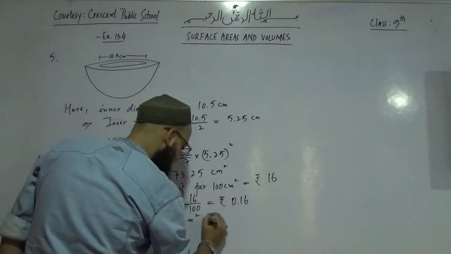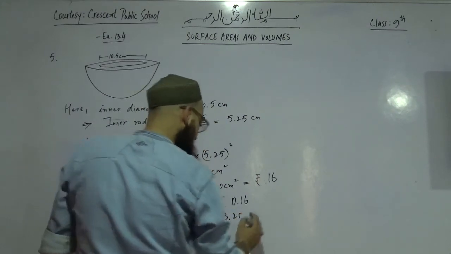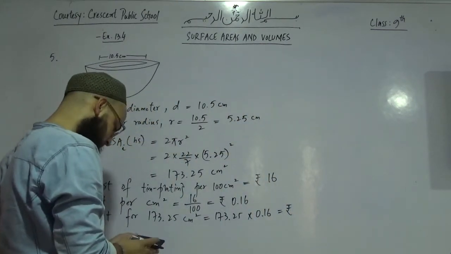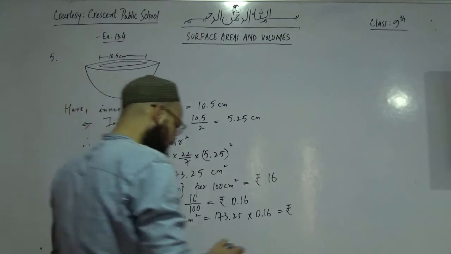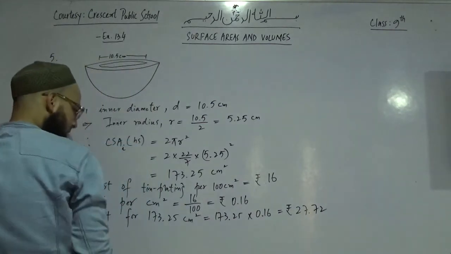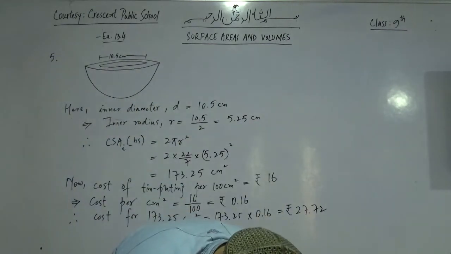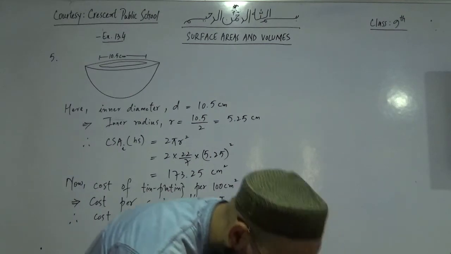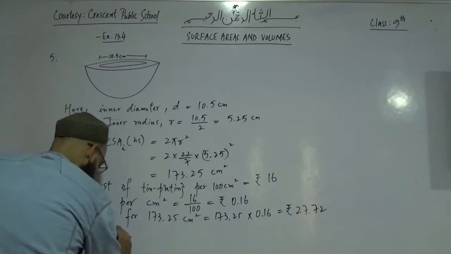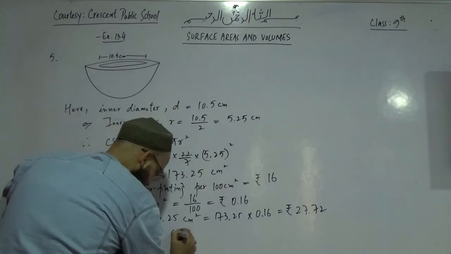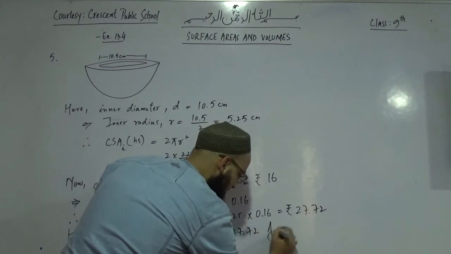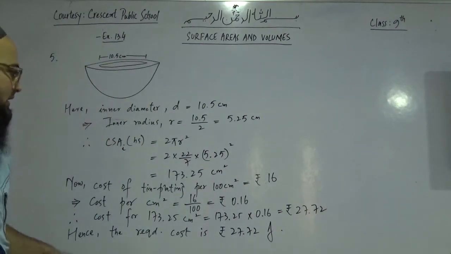Therefore, cost for 173.25 square centimeter is equal to 173.25 times 0.16, that is 27.72, and that's your required cost. And the required cost is rupees 27.72, and that's your answer. You got it? Make a note.